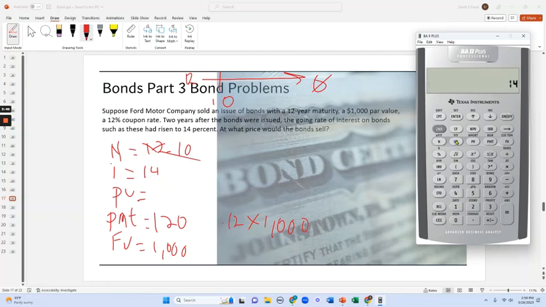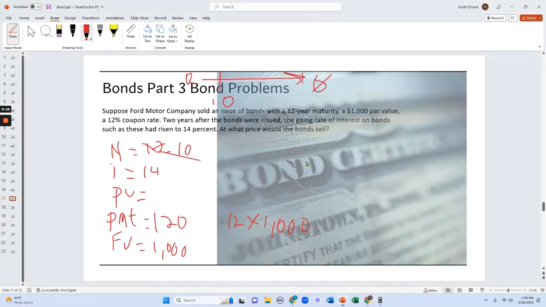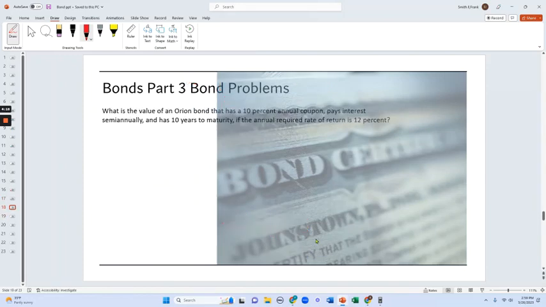14% is what the market wants, which is quite a bit above the 12% ours is paying, so it will be a discount bond. We know 120 is the payment we will get, and $1,000 is the future value. When we compute that, we get a present price of $895.77. So this is a discount bond, and as it gets closer to the time it actually matures, you will see that the bond will sell closer and closer to the $1,000 face value.